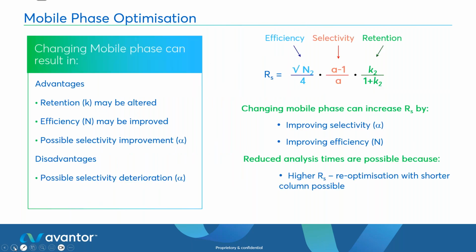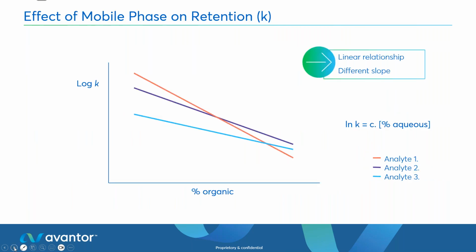The other thing to think about is the mobile phase composition and which organic modifiers you use and how much of them. They have direct impacts on not only selectivity, but also retention and efficiency as well. And if you're running an isocratic method, you will see a nice linear relationship between the percentage organic and the retention time. So for isocratic methods, it has a nice clear relationship with the percentage organic.